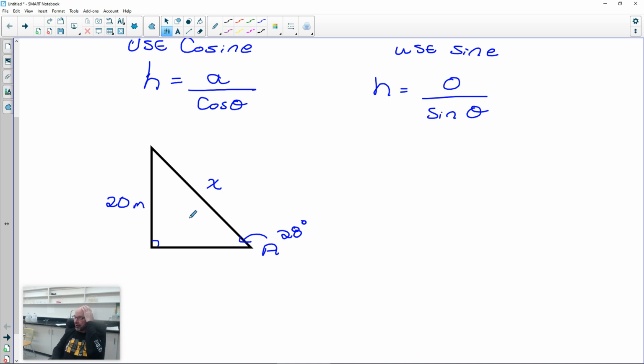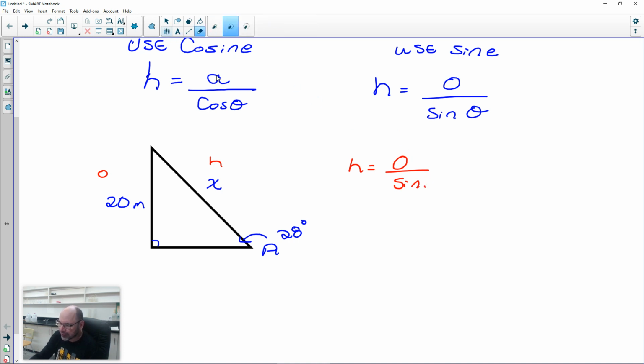Okay, so we have to identify whether it's going to be an opposite or adjacent to the angle. So we have to identify our sides first. This is our opposite side, and this is our hypotenuse. So we're using opposite and hypotenuse. That's this one. So H equals the opposite side over the sine of the angle, in this case A, sorry, I didn't put theta in there. Sine A. So if I plug it in, I'm going to take 20 meters and divide by the sine of 28.